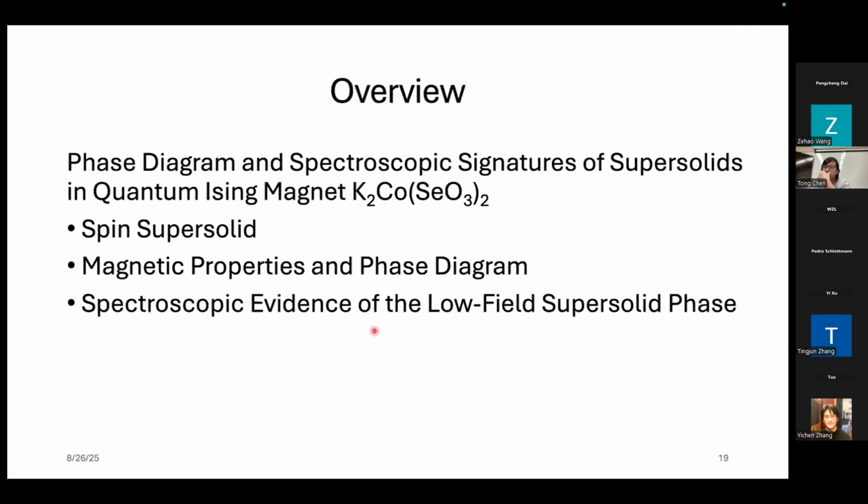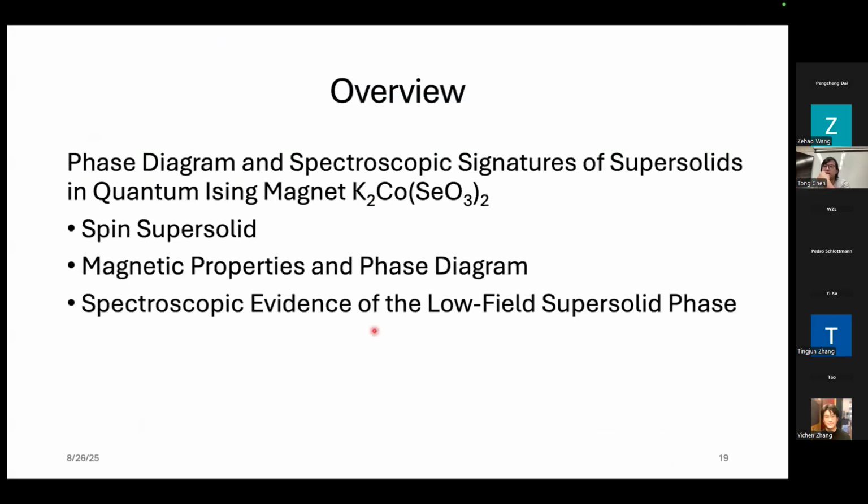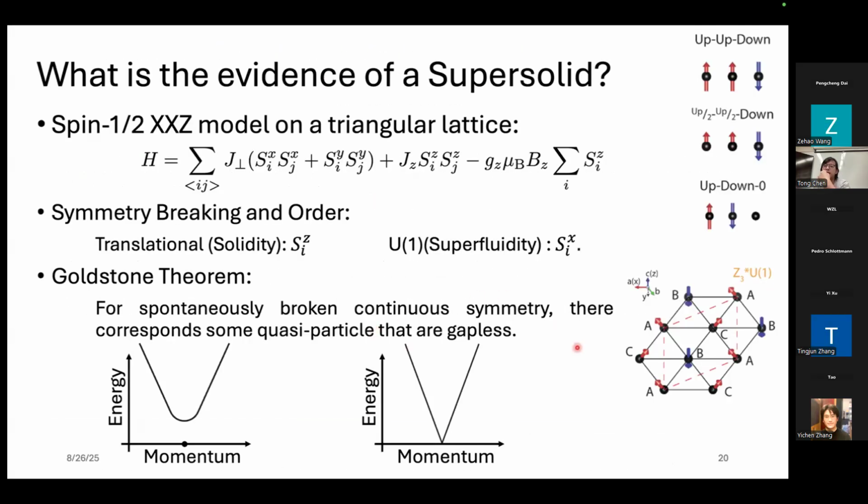I still don't understand. In this particular case, let's talk about the neutron scattering part. You're expecting the transverse component of the spin fluctuations to be superfluid-like, whereas the translational order on the Z component to be solid-like. Is that what you're claiming?